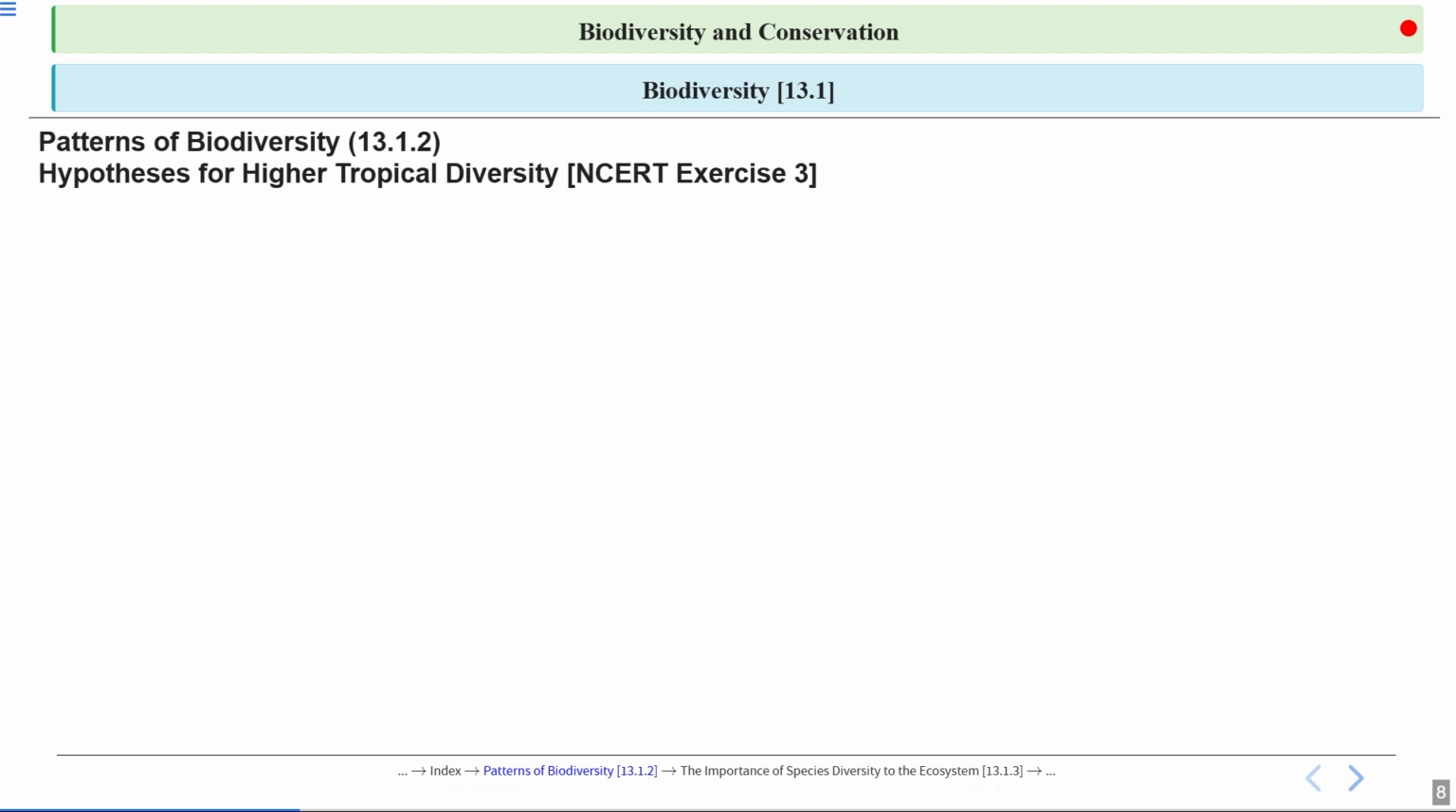Now let's talk about the reasons, or the hypotheses, for the higher tropical diversity. Why is there more species richness in tropical areas? First, let's define what is meant by evolutionary time and speciation. Speciation is a process by which new species are formed over time.